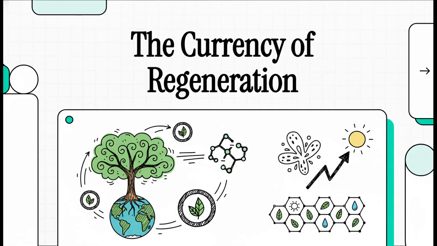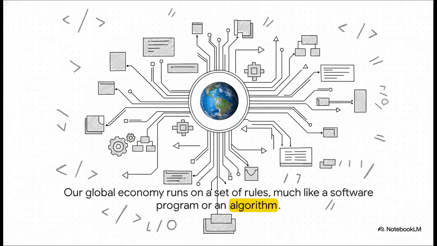Okay, let's dive right into that idea and explore what a currency for planetary health could look like. So, to get our heads around this, let's picture the global economy as this giant operating system for the entire planet. Seriously, it's like a massive software program, an algorithm that's constantly running in the background. And this algorithm dictates everything: how resources flow, how we make decisions, the whole shebang. It's basically the code that runs our civilization.